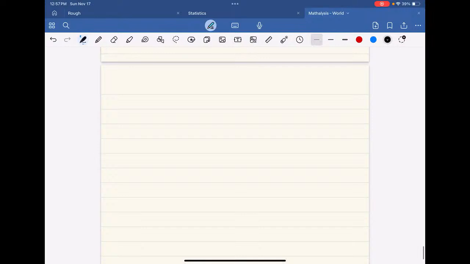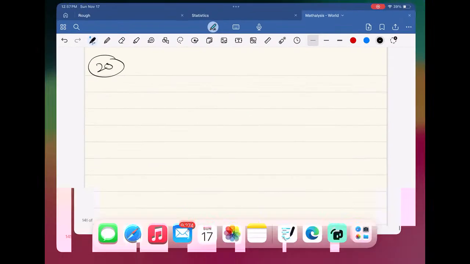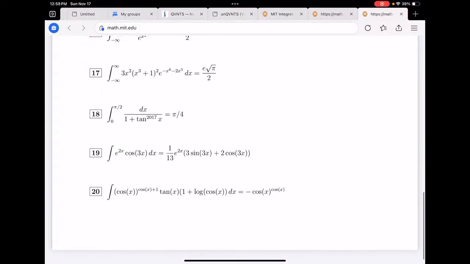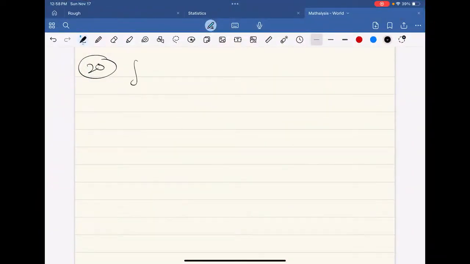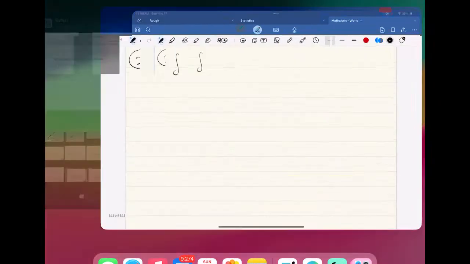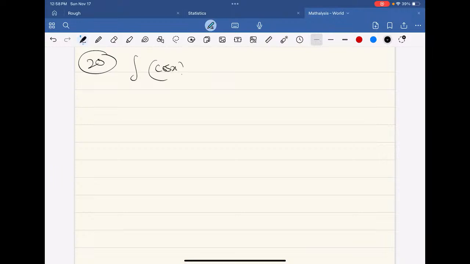That's a lot actually. Okay, now we had number 20. Integral of, wow, this is such a good one. Okay, so the integral of cos x to the power cos x plus 1, tan x, 1 plus log cos x dx. Whoa.